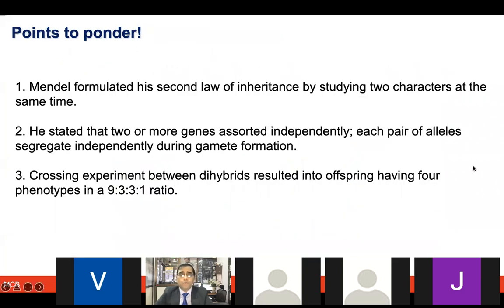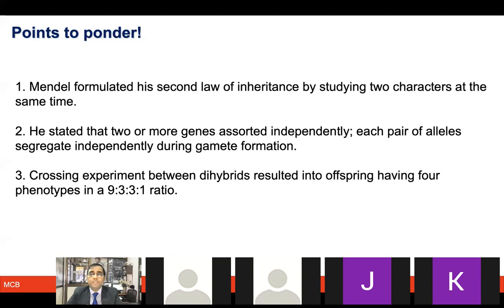So based on this, so far what we learned is that Mendel formulated his second law of inheritance by studying two characteristics at the same time. He stated that these genes are assorted independently because his observation did not lead him to the 3:1 ratio, right? Think about how elegantly, just by looking at the ratios of the pea plants and seeds, he was able to make this conclusion, which still remains valid after centuries. Each pair of these alleles segregate independently during the gamete formation, and his crossing experiment in the dihybrid crosses resulted into phenotypic ratios of 9:3:3:1 ratio.